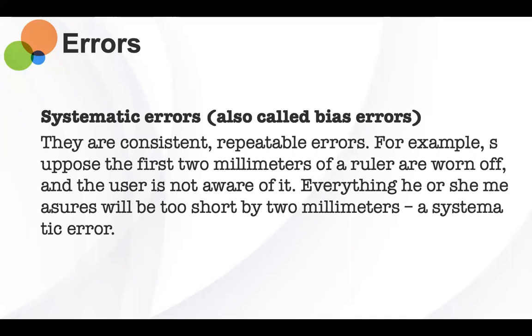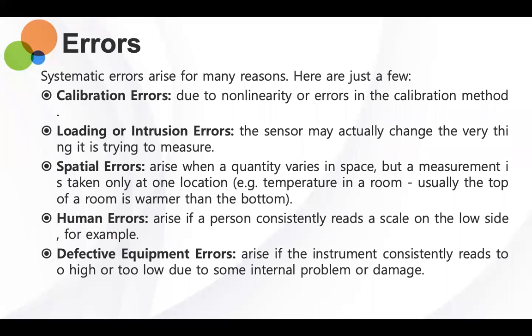For example, suppose the first 2 millimeters of a ruler are worn off. And we know these types of rulers, right? And the user is not aware of it. So everything he or she measures will be short by 2 millimeters, and that we would classify as a systematic error, right? Because it is always repeating, it is always consistent.